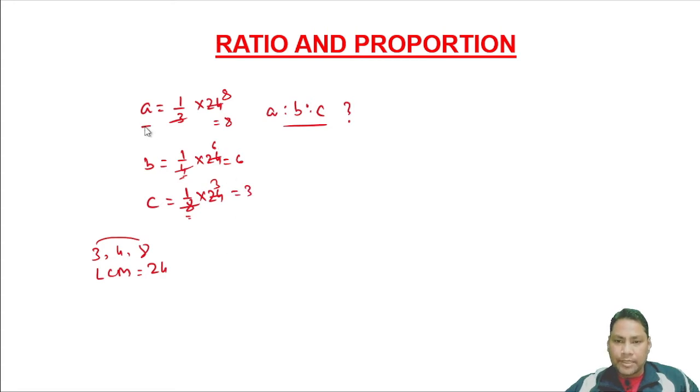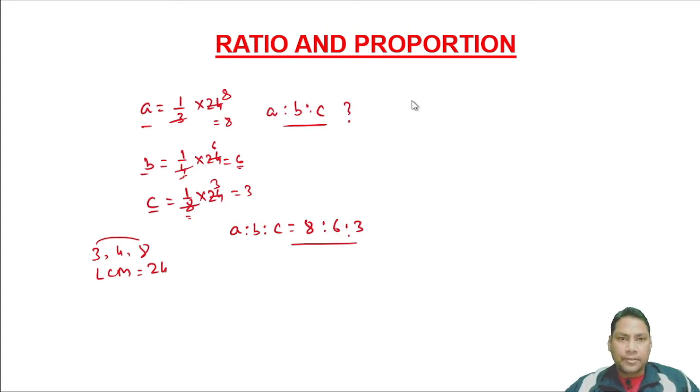Now the value of a, b and c in a simpler form, that is a is to b is to c is now 8 is to 6 is to 3. Likewise, we can take out the value if the number is given in fractional form.